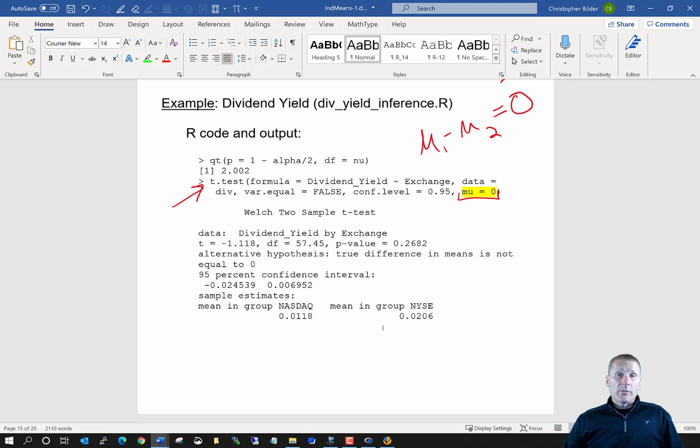Note that there are corresponding arguments in t.test that allow you to do a one-sided or one-tailed test as well. The default is two-sided. So this is what we get then. Here's my t-test statistic or observed test statistic value. Here's the corresponding p-value as well. Again, I just want to emphasize var.equal false there.